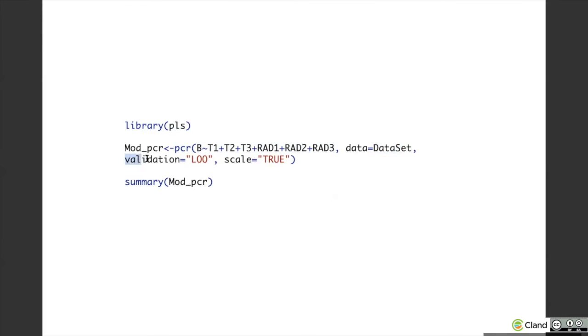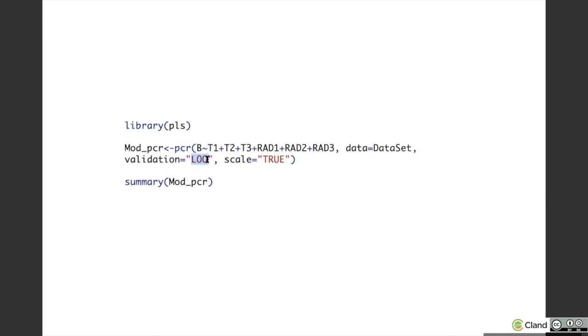Here you have validation equal LOO. It means validation equal leave one out. It means that we ask PCR to perform a cross-validation, and to perform a leave one out cross-validation. And why do we ask the function to do that? Because we want to select the optimal number of principal components in the regression.